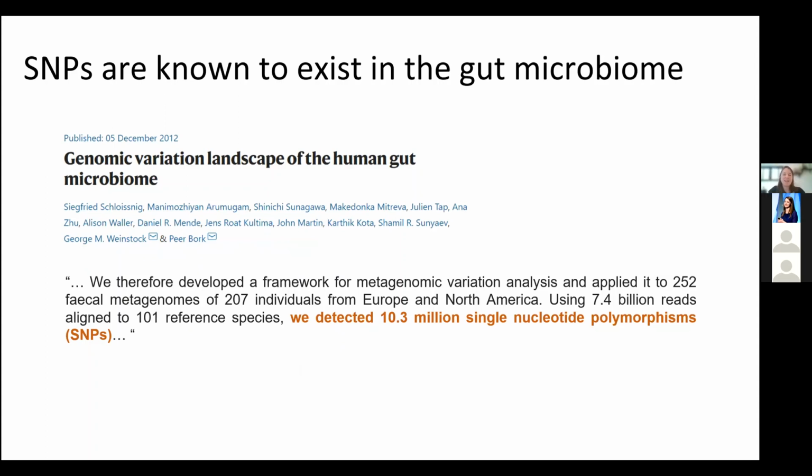So in general, I said that bacterial species have diversity within them. And specifically in the microbiome, it's also known, this paper was already published 9 years ago, that there is a lot of diversity within bacterial species in the microbiome. And specifically, this paper found 10 million SNPs in gut microbiome species. So this level of variation definitely exists within the microbiome. Why is it interesting?